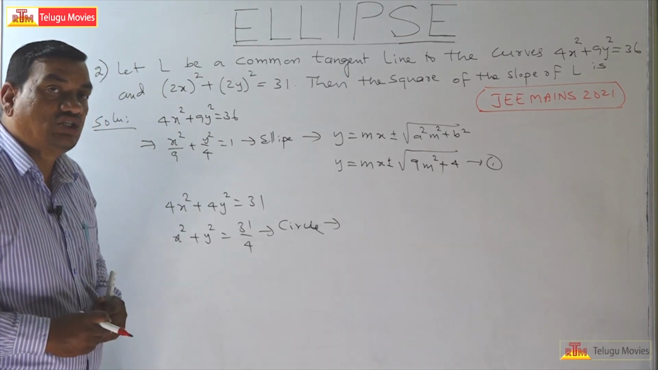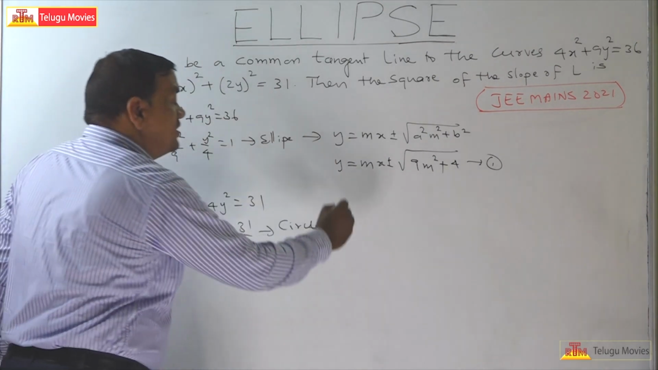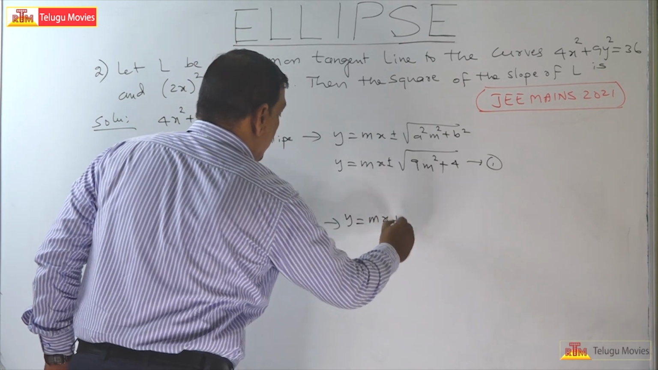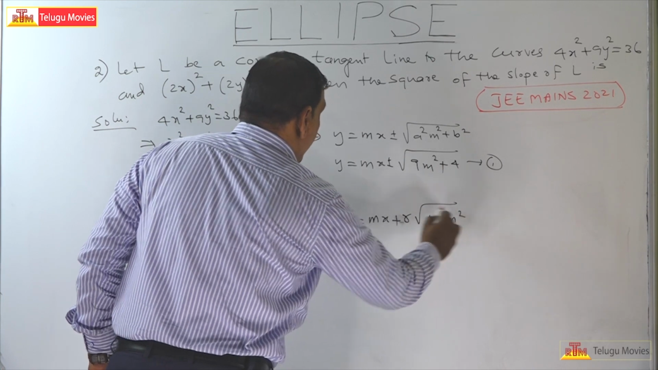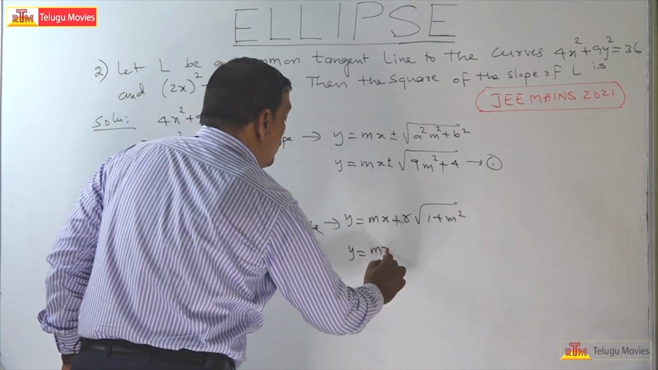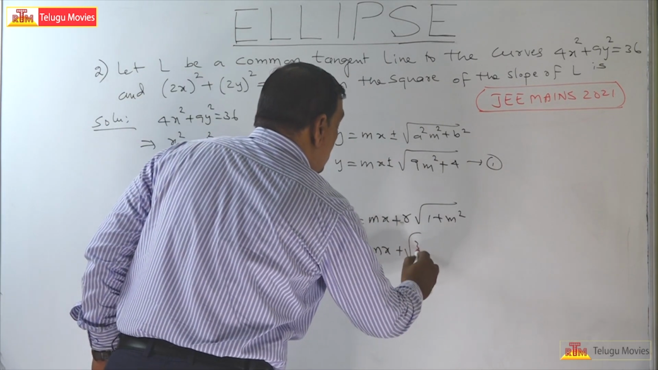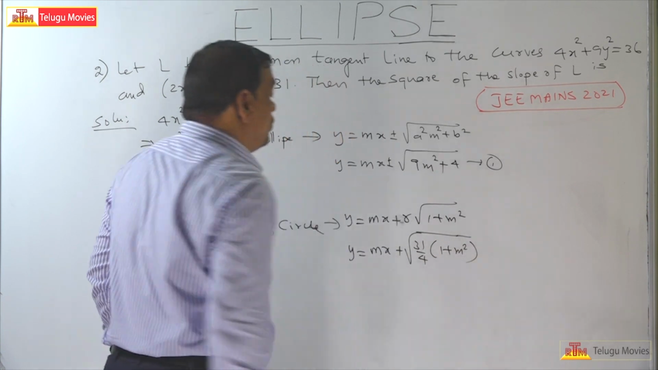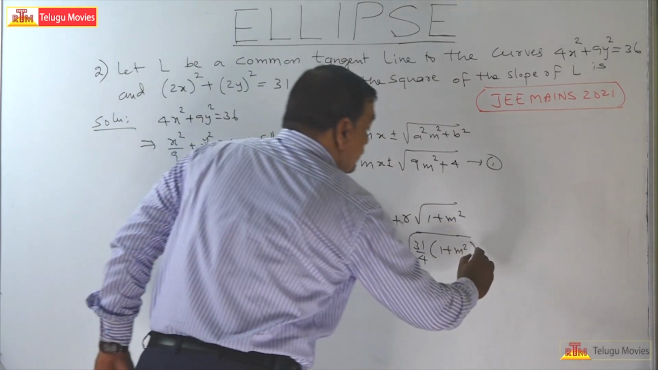Now what is the equation of the tangent? Here it is saying that common tangent means same slope. That means y = mx only plus, so r into √(1 + m²). So this is y = mx + r, which means √(31/4 × (1 + m²)). Root of 31, so that root is also there. So we call it equation 2.